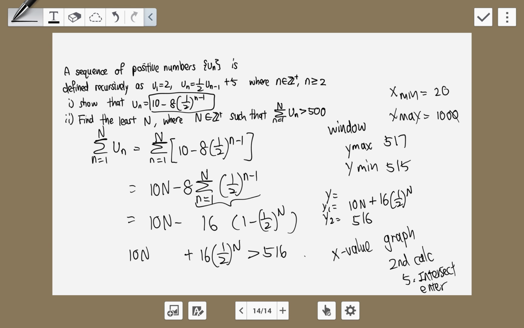So if it is a decimal, like something point something, you just round up, because you want the least value of n that's greater than that number. So whatever number you have, you round up to the next integer to get your n. Okay, so that's it for this tutorial.